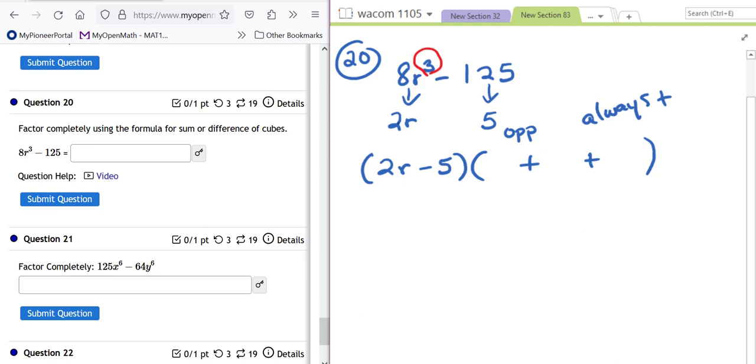So you're going to do first root times itself. So 2r times 2r gives you 4r squared. You're going to do first root times the second. So 2r times 5 is 10r. Then you're going to do the last one times itself. 5 times 5 is 25, and you're good. Nothing else you can do there. This looks like a perfect square trinomial, but it's not. It wouldn't work if we tried it.